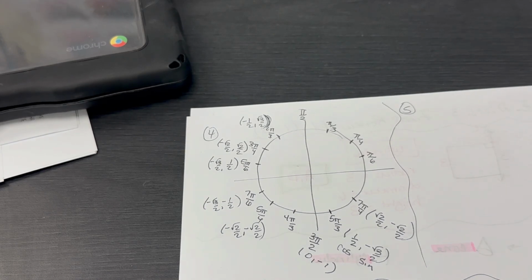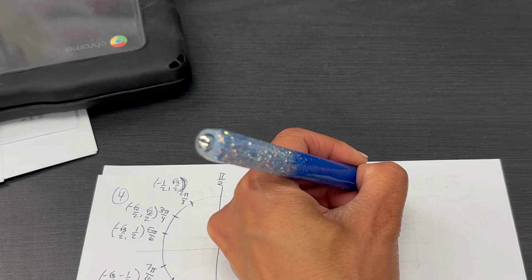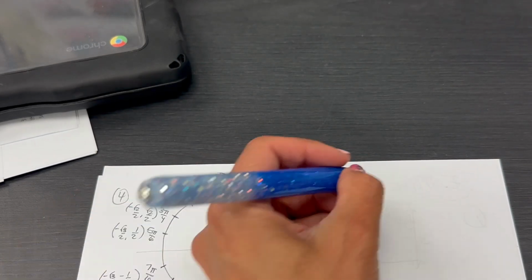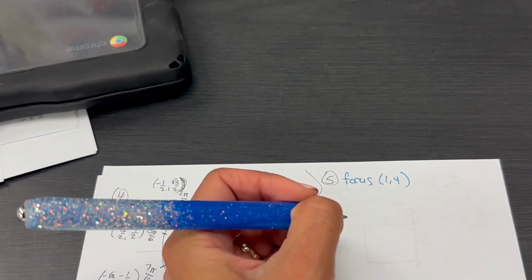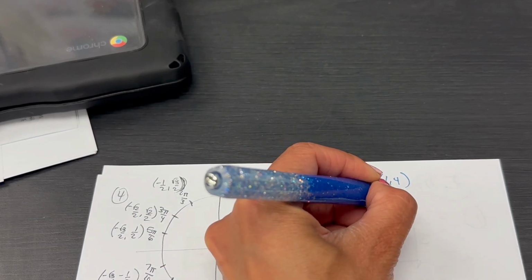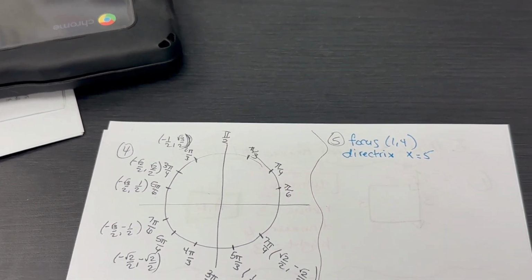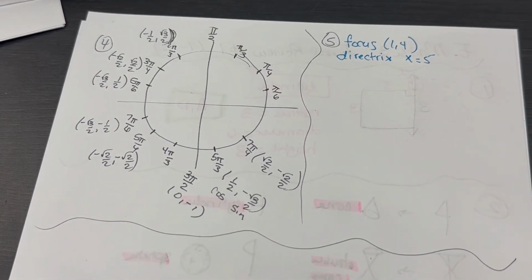Number 5, it says find an equation in vertex form for the parabola with, they're giving us a focus of 1, 4 and a directrix of x equals 5. Okay, let me adjust this a little bit. Okay, so we need to draw a picture.